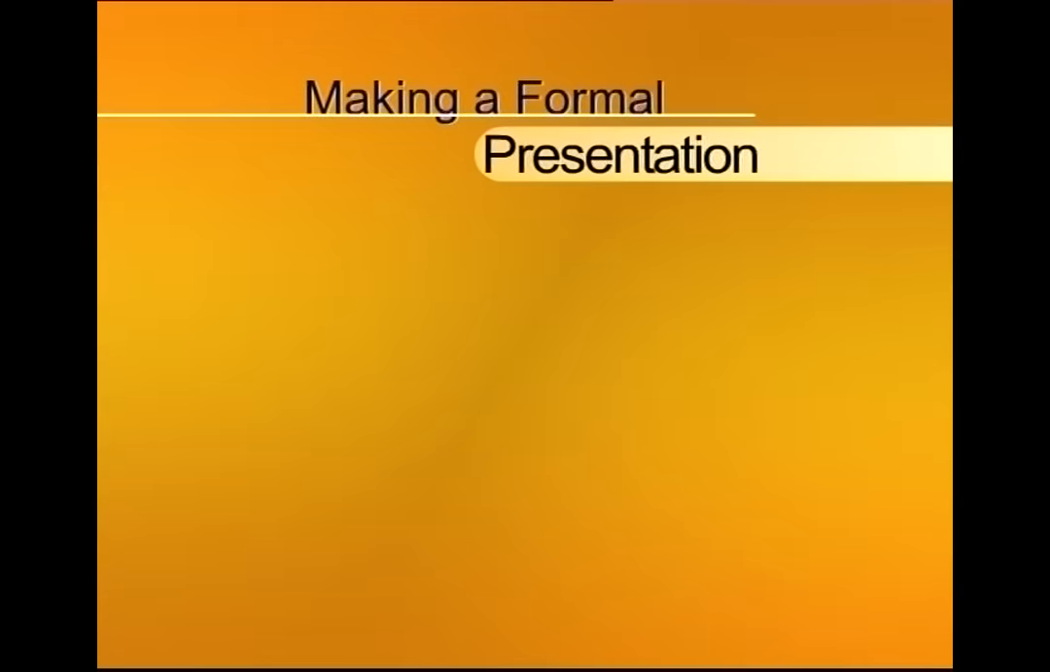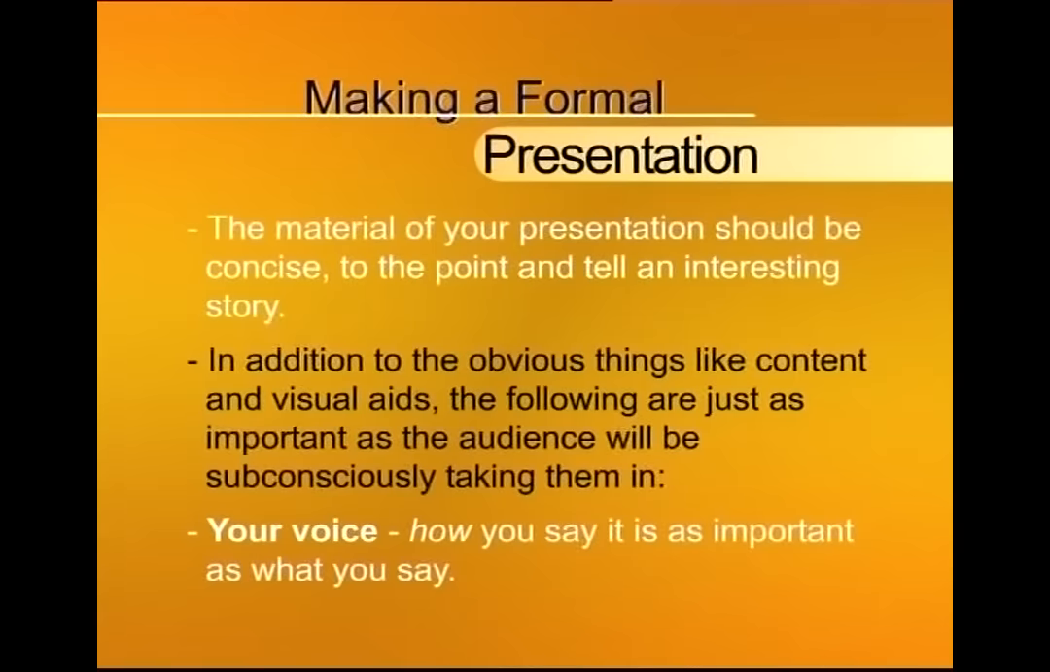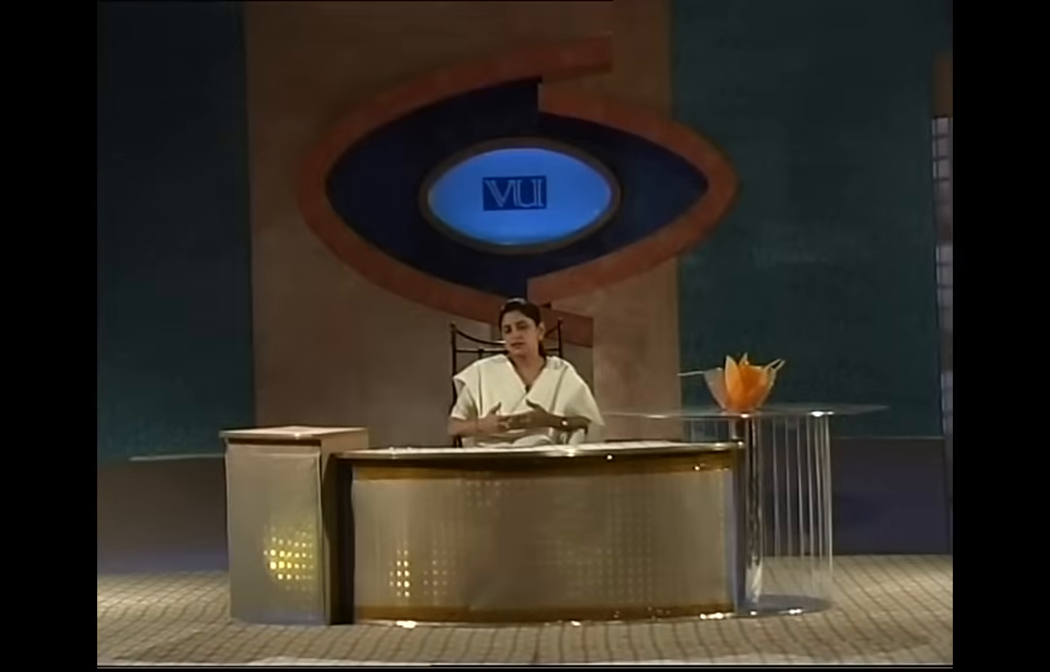When you are making a formal presentation, the material of the presentation should be concise, to the point, and it should tell an interesting story. In addition to the obvious things like content and visual aids, the following that we will talk about are just as important, as the audience will subconsciously be taking them in. The obvious things are the content and the visual aids. वो ऐसी दो चीज़ें हैं जो ऑडियंस को ऑब्वियसली नज़र आ रही हैं, लेकिन इसके अलावा भी कुछ चीज़ें हैं जिनका आपको ख्याल रखना ज़रूरी है, क्योंकि वो भी ऑडियंस के ऊपर कुछ ना कुछ असर करेंगी.